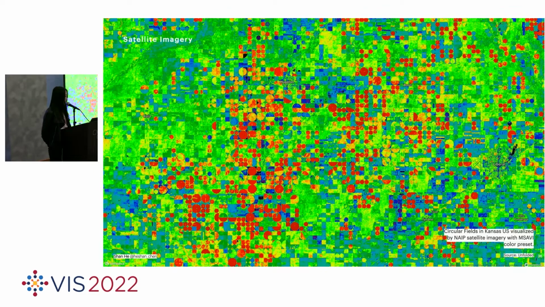Once these high-depth imagery are collected, we can calculate different indexes based on how you combine these channels. For example, this map is built using the satellite image collected by the NAIP satellites and then calculated via the MSAVI index. This is an index that specifically can highlight vegetation or different types of land coverage on the ground. So by applying this indexing to the color scale, we can highlight the actual crop fields in Kansas. The red ones are high vegetation, the green ones are low vegetation.